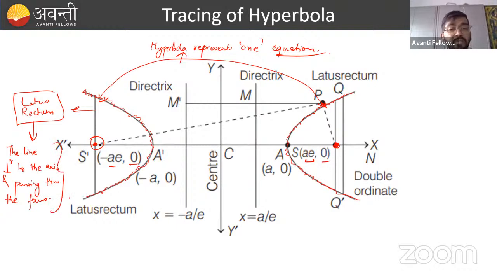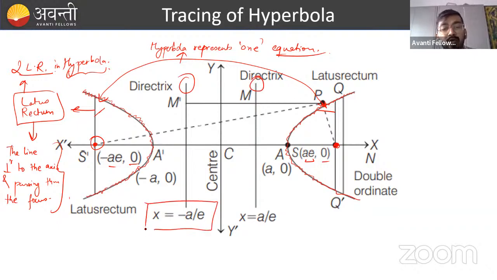There were two foci in ellipse, so we could draw two latus recta. There are two foci in hyperbola, so you can draw two as well. So this is a latus rectum, this is a latus rectum. Similarly, since there are two foci, there will be two directrices. So this is a directrix, this is a directrix. The equation of the directrix is also similar to what it was in ellipse. So if you study ellipse in a very nice manner, then you will be very good at hyperbola also, or vice versa.